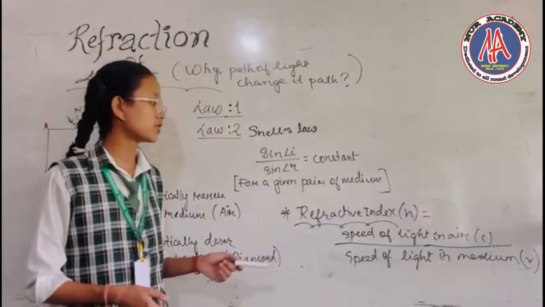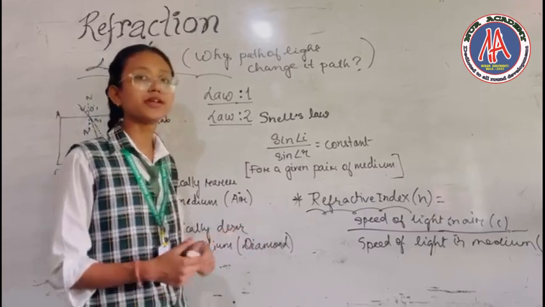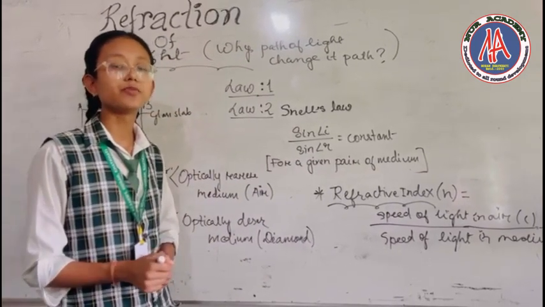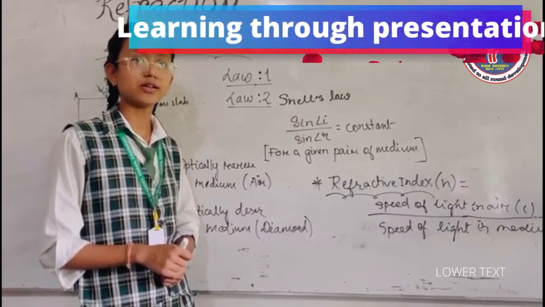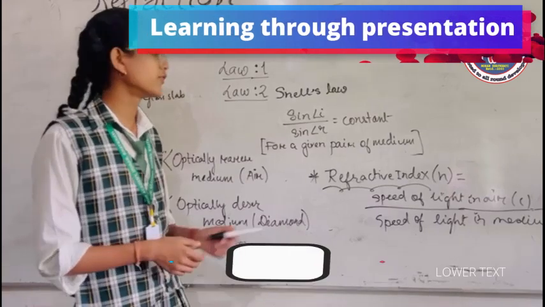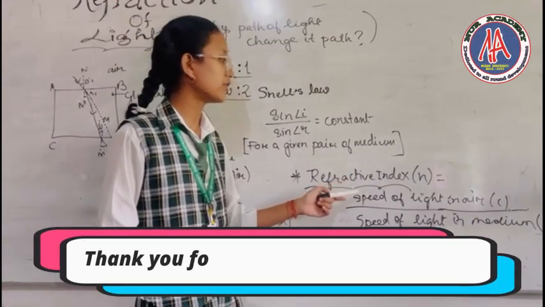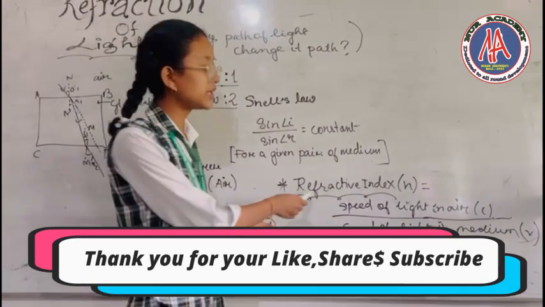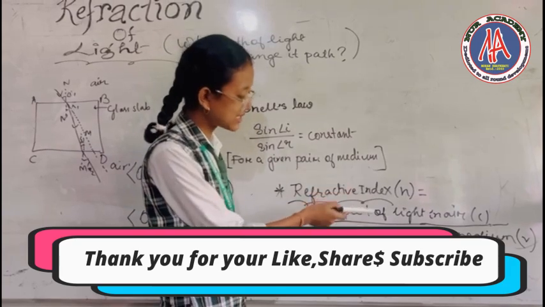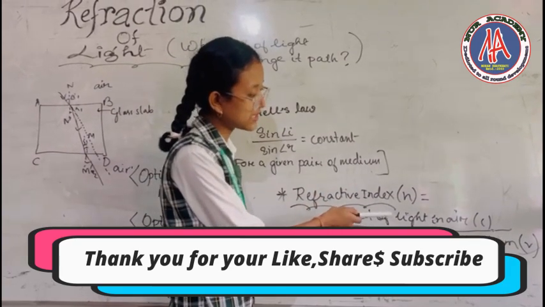Now coming to the last topic, that is refractive index. The measurement of how much the light bends when it passes from one medium to another is called refractive index. Refractive index is denoted by n, and the formula of refractive index is speed of light in air, denoted by c, divided by speed of light in the medium, denoted by v.